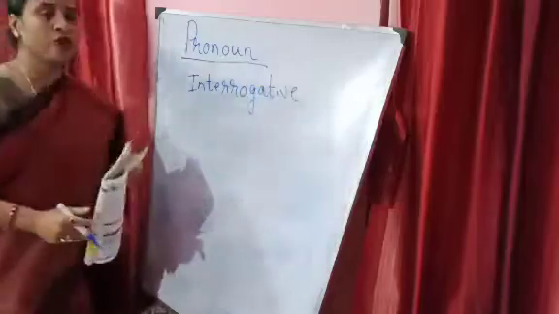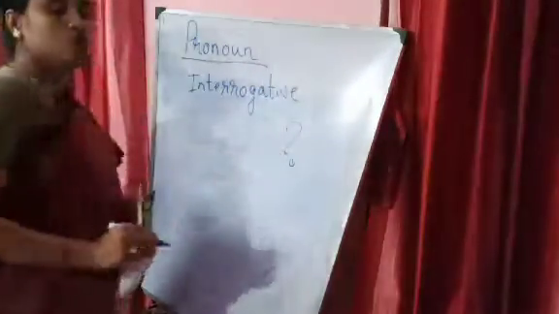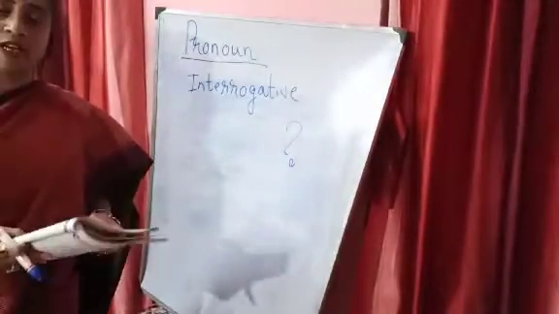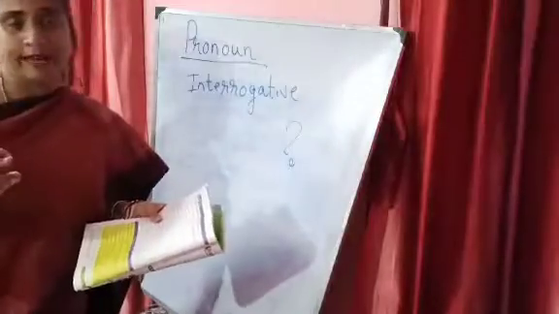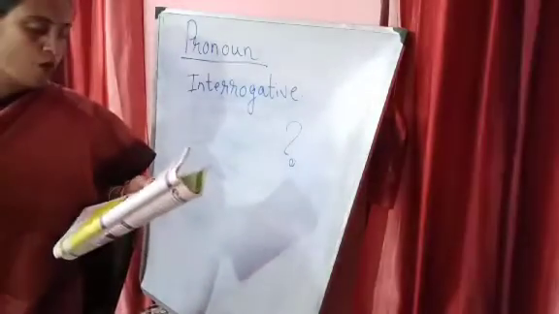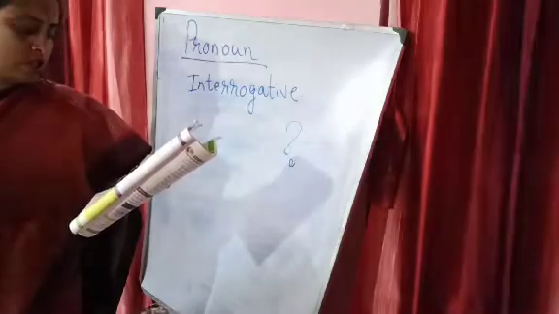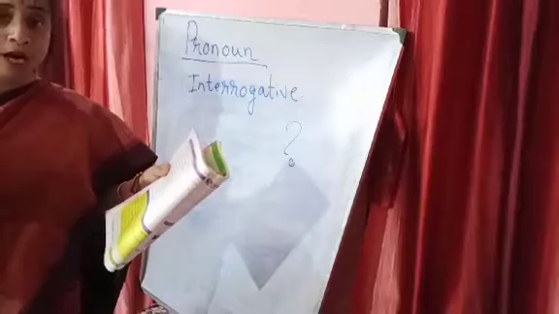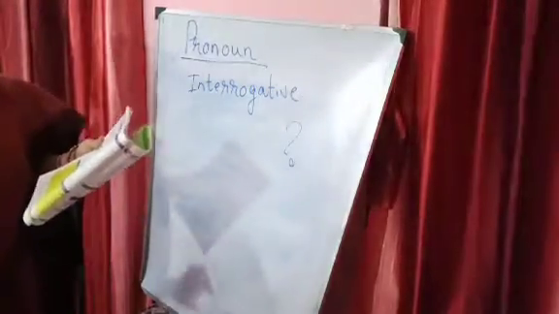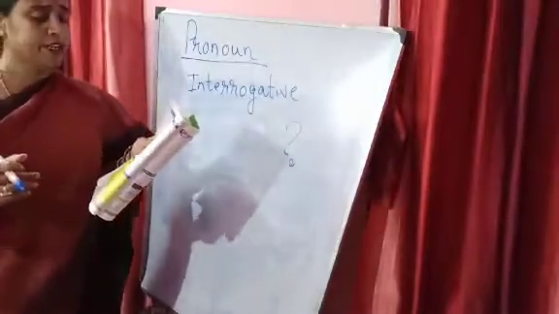Now, what is interrogative? Interrogative means to ask a question. So the words in pronoun that ask a question, that is an interrogative pronoun. What are those? Who, where, what, which, these are all interrogative pronouns. Now the question is over here. A pronoun that asks a question is called an interrogative pronoun.